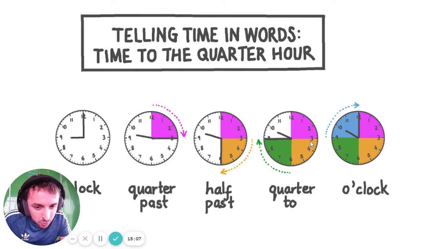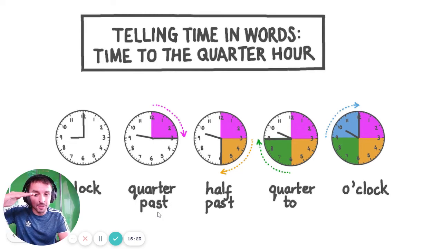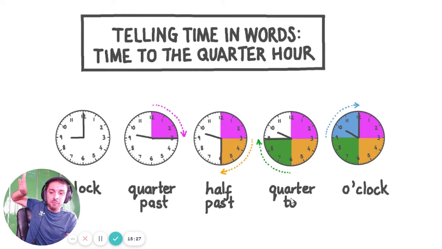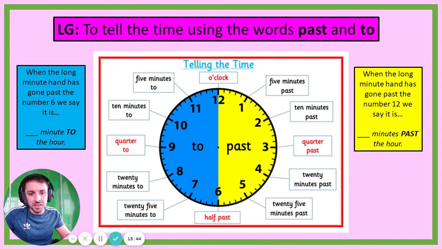Okay, now again. Oh, we come all the way around. Now we're here. And now we've just got this shape. That's a quarter to. A quarter to the next hour. And then we go back to o'clock. So it's quarter past, half past, quarter to, and then back up to o'clock. Okay, and one more time. Here it is here.